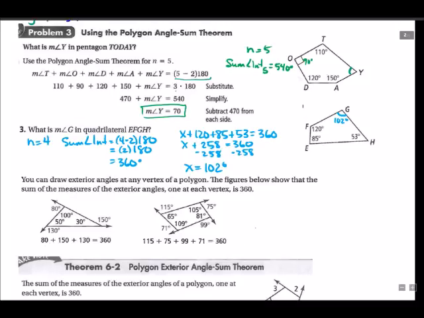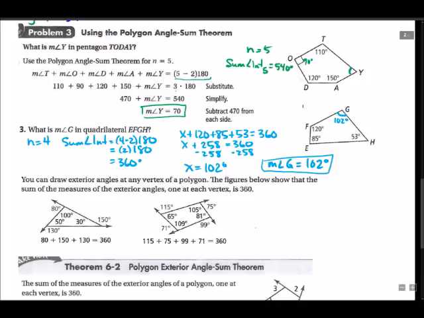We were asked to find the measure of angle G in quadrilateral EFGH. So quadrilateral, you just count up the sides, we know that n equals 4. So I know the sum of the interior angles of a quadrilateral is 360. If I don't know that, I can find it using our Polygon Angle Sum Theorem. And then I just add up all my interior angles, set them equal to 360, and I find out that the measure of angle G is 102 degrees.